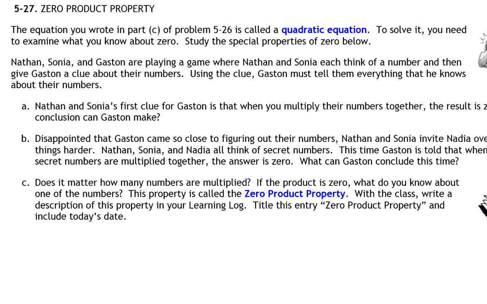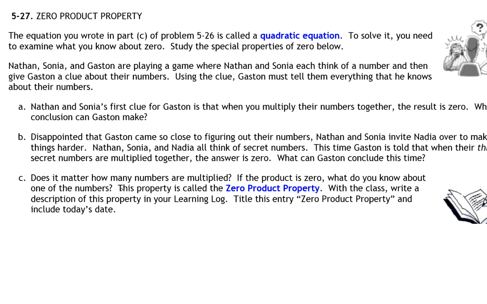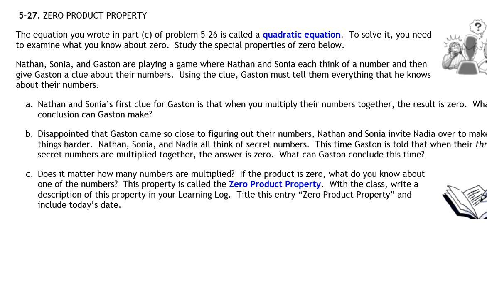The zero product property. The equation that we just wrote in part C of problem 26 is called a quadratic equation. To solve it, you need to examine what you know about 0. Study the special properties of 0 below.